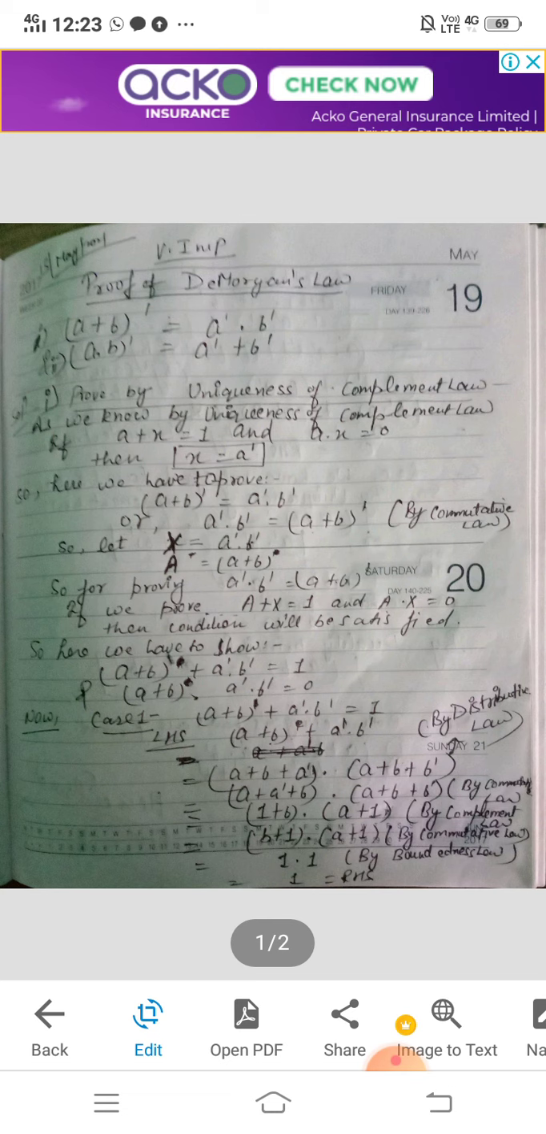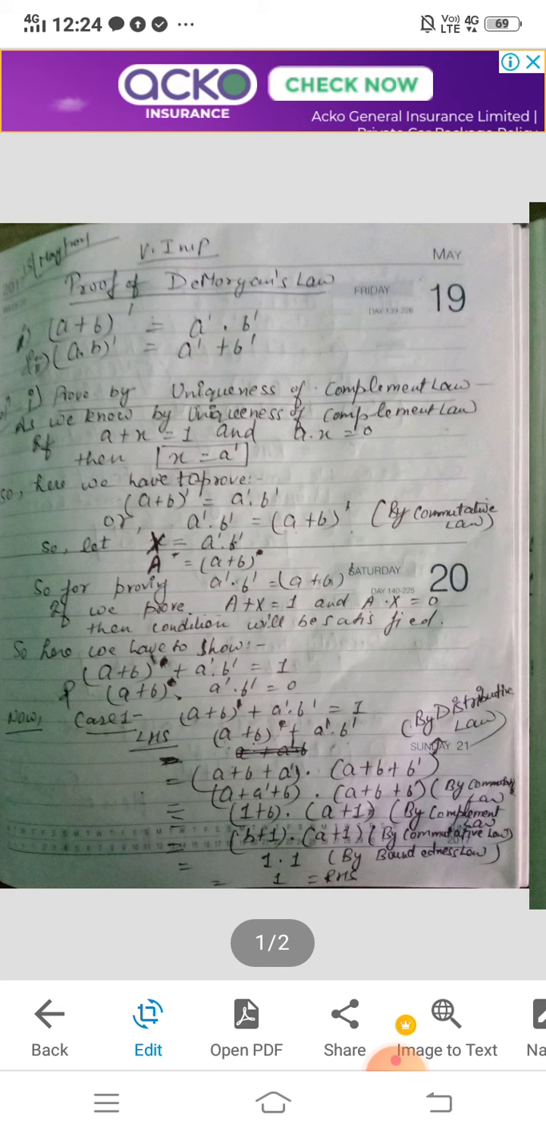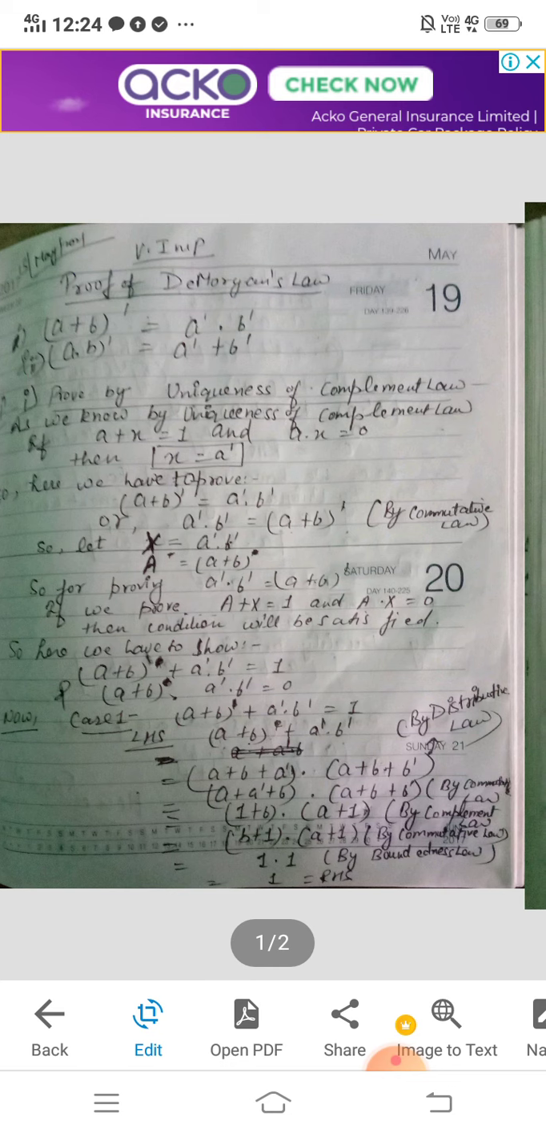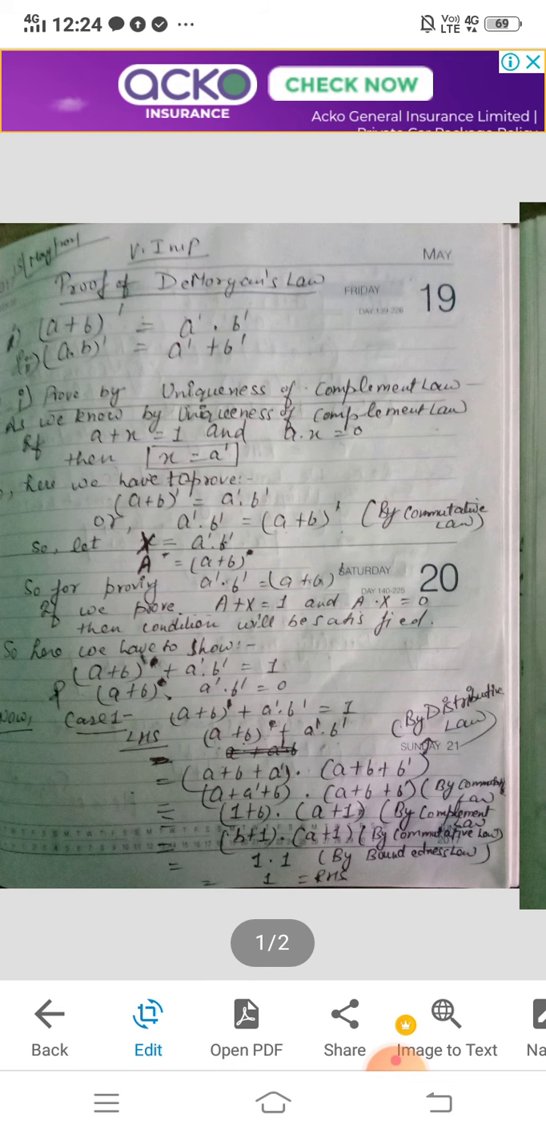So here we can identify X and A according to the uniqueness of complement law. Here X is equal to A dash dot B dash, A is equal to A plus B. Here it is written A plus B, not dash, A plus B only, not dash. So for proving X is equal to A dash, similarly we have to prove A dash dot B dash is equal to A plus B dash. I have taken the symbols as capital letters so that there cannot be any confusion.